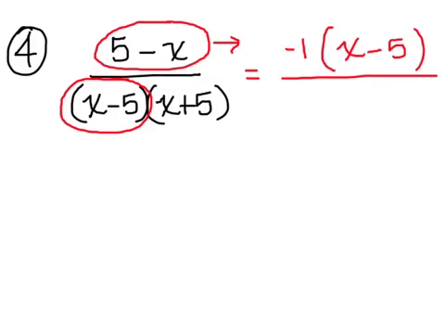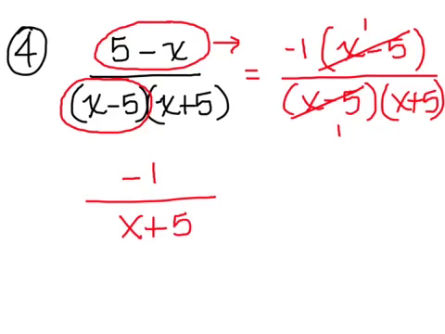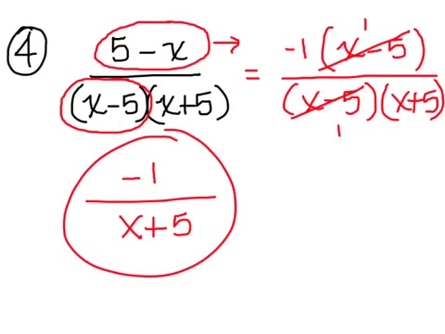Then you can take the x minus 5 that was on the bottom and the x minus 5 that was on top, and you can divide them out, making 1's up here and down there. And then you end up with -1 on the top, and on the bottom you have x plus 5, and that would be the simplification of it.